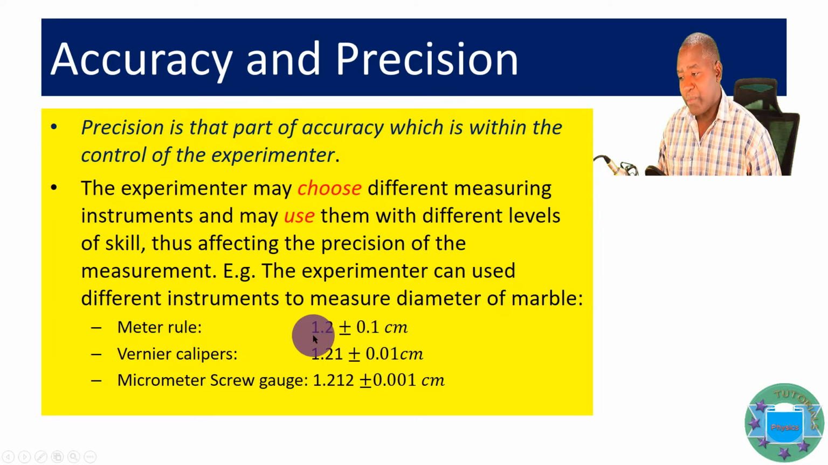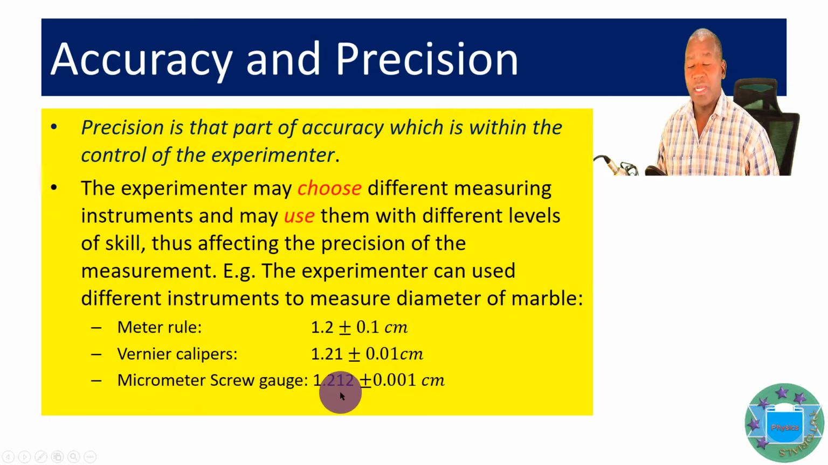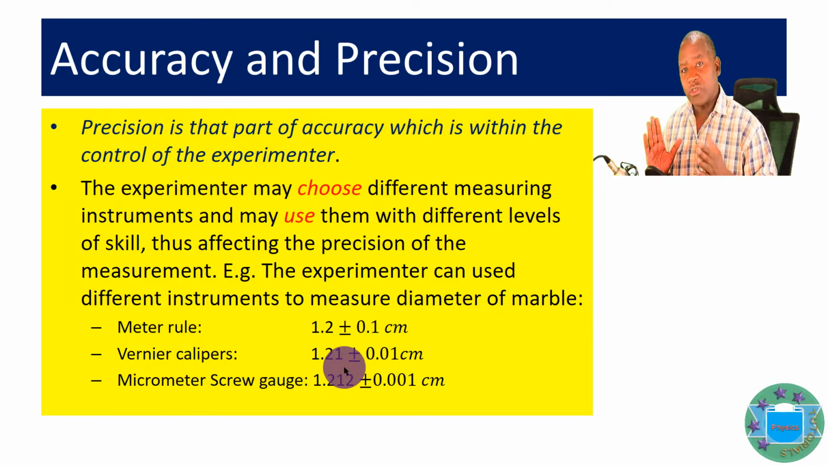And you can see when we move from a meter rule to the vernier calipers, we have actually increased the number of significant figures. Here it is 2, here it is 3. Now we can measure the same diameter using a micrometer screw gauge and get 12.12 millimeters, because a micrometer screw gauge measures dimensions or its length in millimeters.